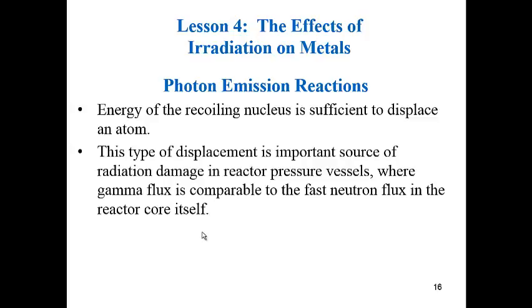This type of photon emission reaction is important in looking at radiation damage in reactor pressure vessels, where the gamma flux that occurs is comparable to the fast neutron flux in the reactor core itself. So we get a lot of gamma radiation flux.